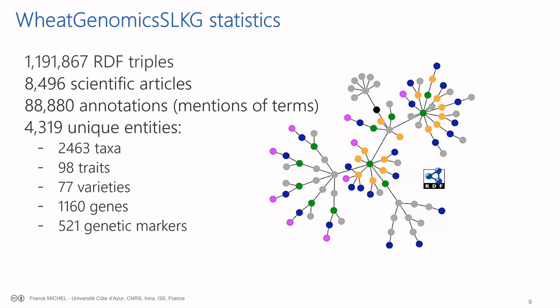So once we have completed these steps, we obtain a knowledge graph that contains over 1,200,000 triples, almost 8,500 articles, with 88,000 mentions of named entities. And these named entities are linked with over 4,300 unique entities. Okay, so now let's move on with a demonstration of the user interfaces that we have set up to query and explore this knowledge graph.